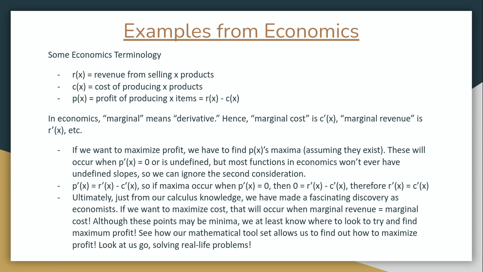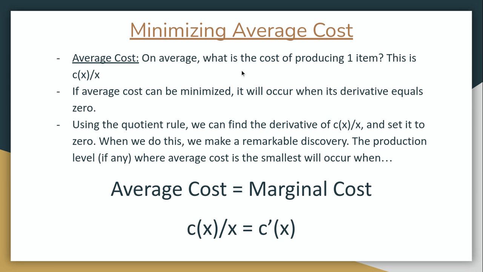Okay. So average cost. Average cost is exactly what it sounds like. On average, what is the cost of producing an item? It's C of x over x. The reason for that is, remember, if you're trying to find the average of something, you add all the numbers and divide it by the number of things. So if you want to find the average cost of something, you take the cost of all of the things, C of x, and divide it by the number of things, x. So do you see how C of x over x is average cost?